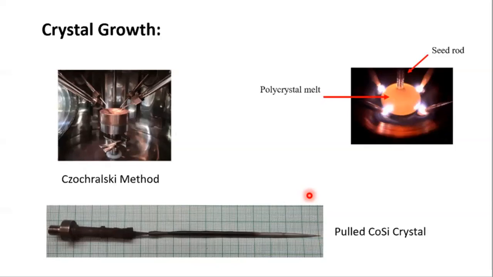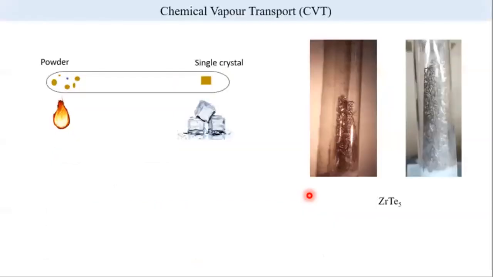Coming back to the other technique, that is chemical vapor transport. In that case, we take polycrystalline powder and then we seal it in a quartz ampule. You can see this is the quartz glass ampule, and we put iodine as a vapor transport agent. So you have polycrystal and some transport agent sealed inside a quartz tube.